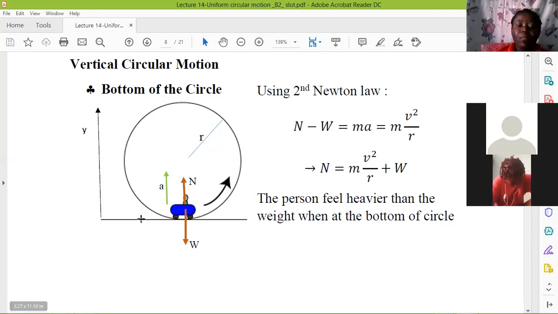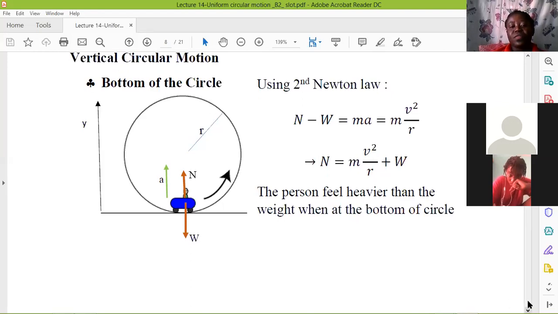So when you are at the bottom of the circle, you feel heavier. As you can see in the equation, the normal force is equal to the weight plus something, so you are adding something to your weight, and you will feel heavier when you are at the bottom of the circle.